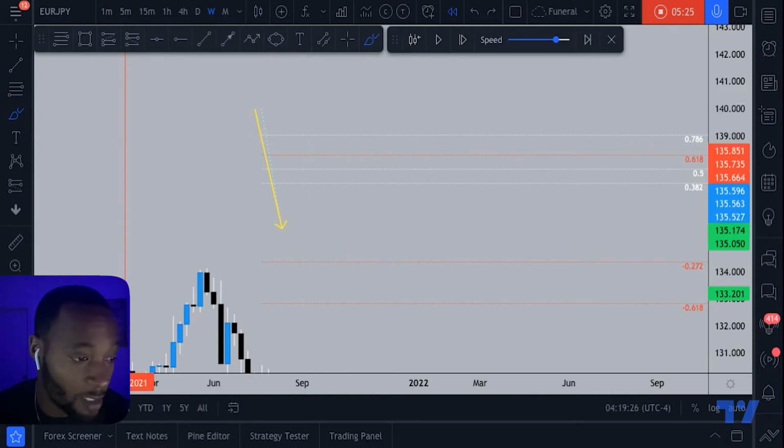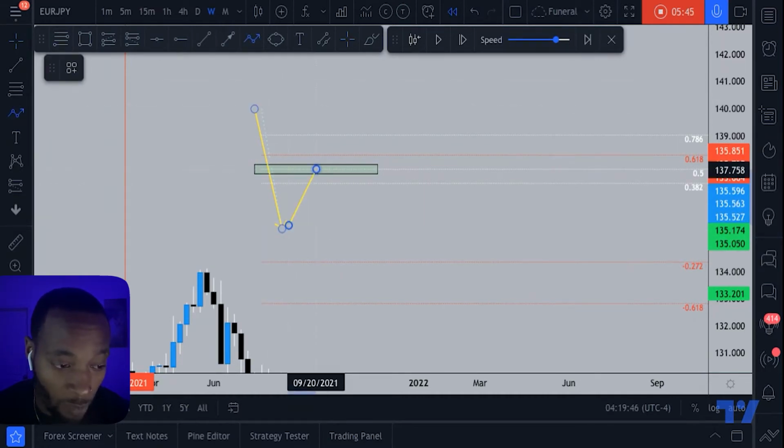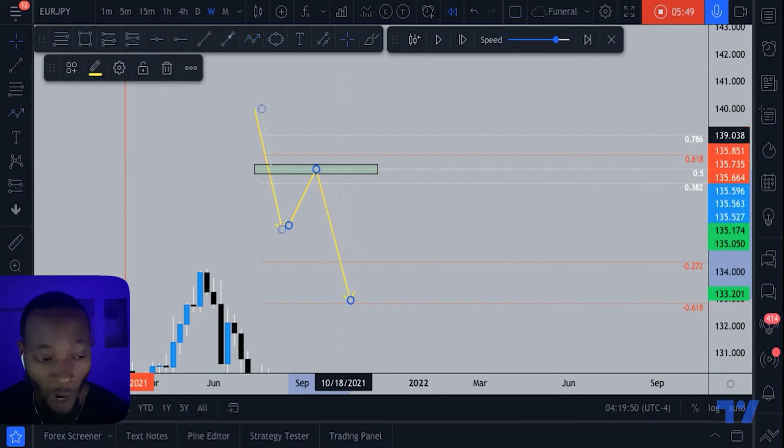So if we have just broken a level, and we impulsed below a previous support level and broke and closed below it with an impulse, and this was the level that was broken and closed below, we would most likely come back to this level before we continue to the downside. Why is that? Because structure is king. Structure runs the market, and this is a tool.